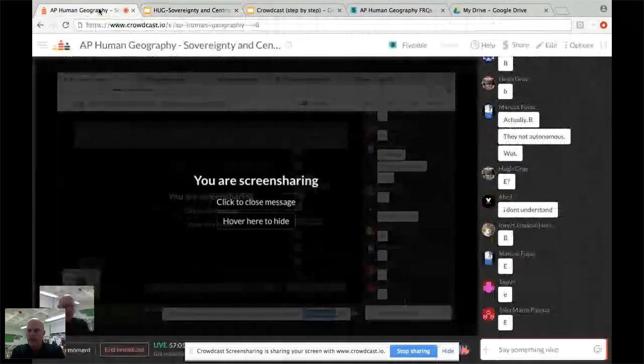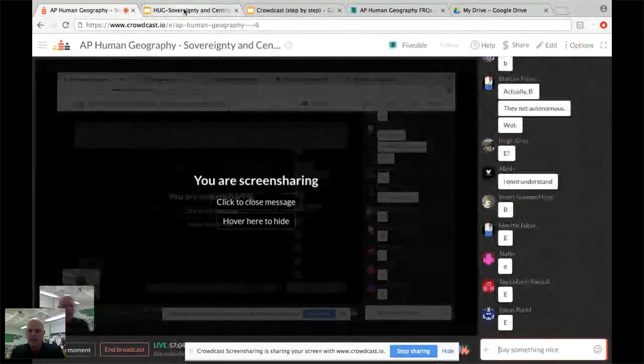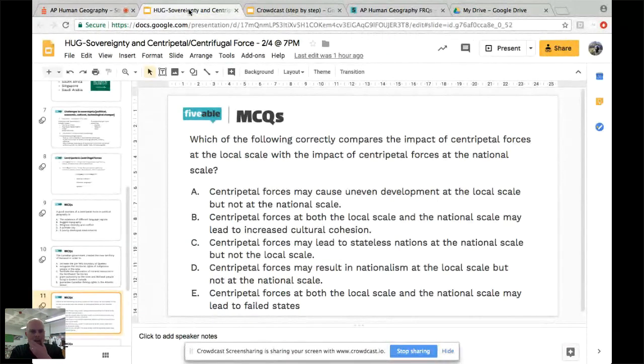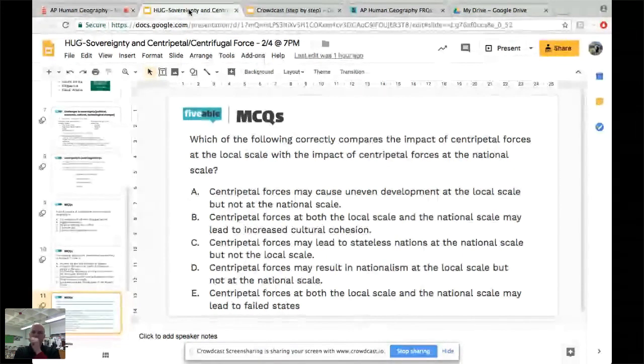Somebody doesn't understand. We got some people saying B, some people saying E. All right, let's take a look. People are saying E, all right? It's not E. E would be correct if it said centrifugal forces at the local scale and national scale may lead to failed states. But centripetal forces, if they're bringing people together, it's not going to cause a failed state.